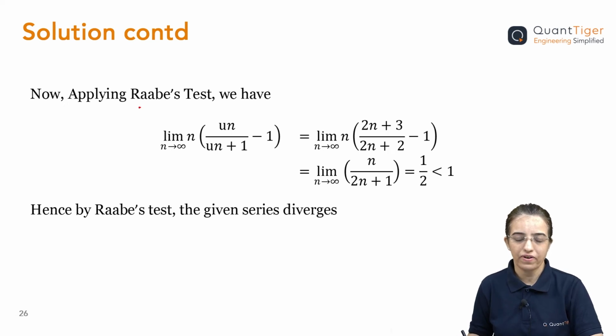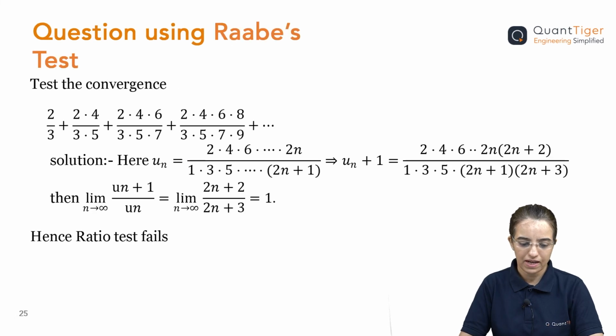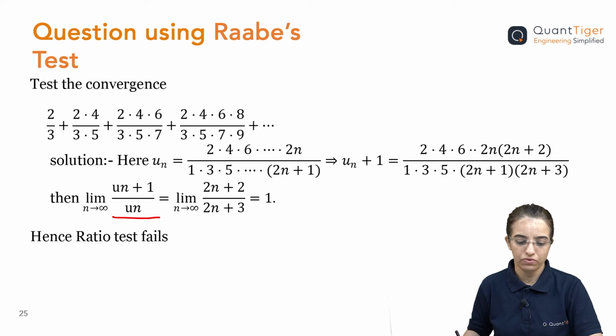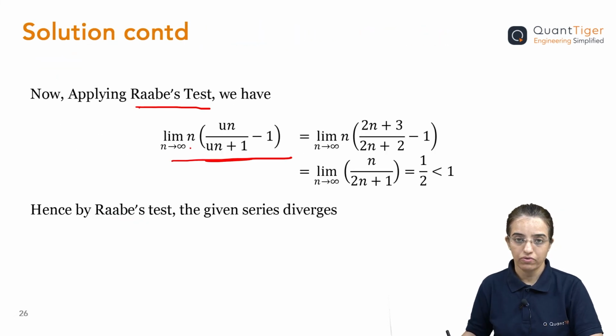Since the ratio test is failing, we apply Raabe's test. Raabe's test says we have to take the ratio of un upon un plus 1, subtract 1 and multiply by n. I have simply used the same thing for the given series as we found in the previous slide. The value of un plus 1 upon un we found was 2n plus 2 upon 2n plus 3, and I have taken the reciprocal there. So 2n plus 3 upon 2n plus 2, and subtract 1 from it.